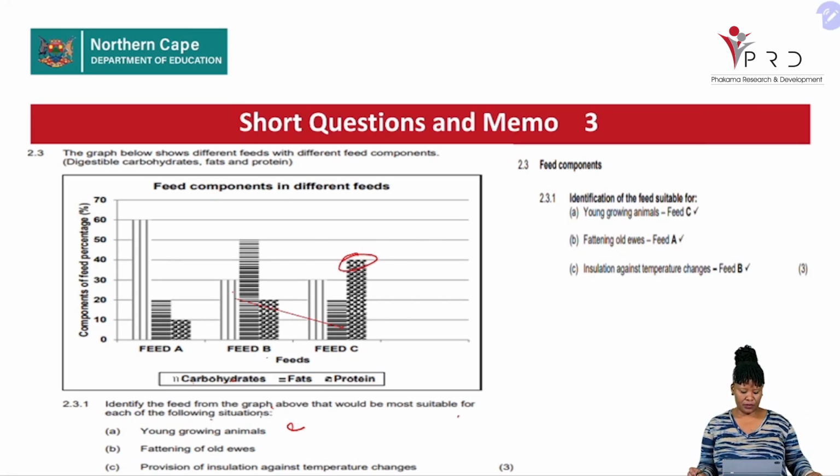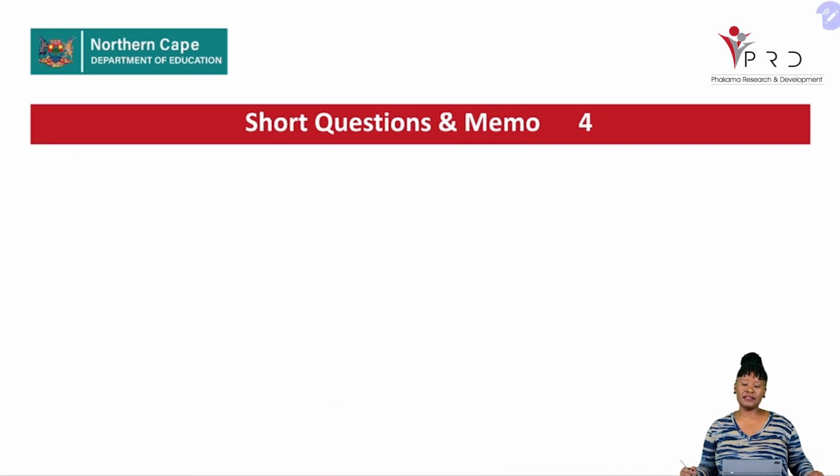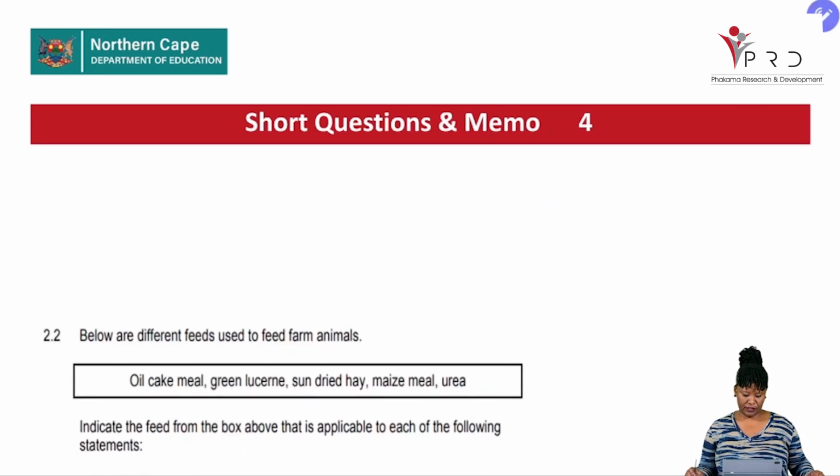Fattening of ewes. To fatten, you need lots of carbohydrates. Then you are going to give feed A. Provision of insulation against temperature changes. You are going to give the one that has more fats, which means it will be feed B. So it is wise when you are given a graph, you must be able to interpret the information that you are given. So apply your mind to any information that you are given.